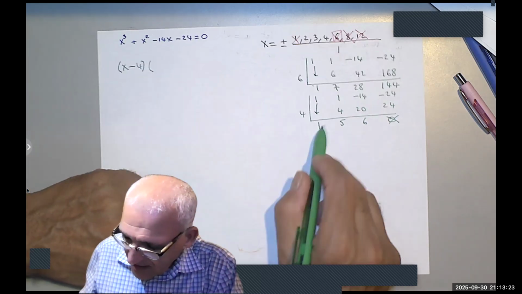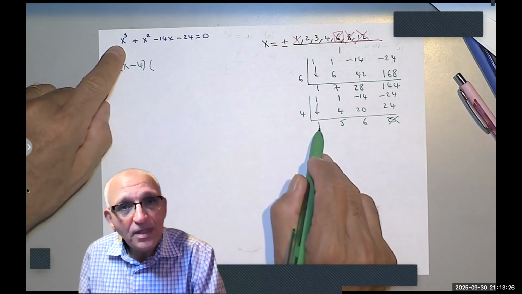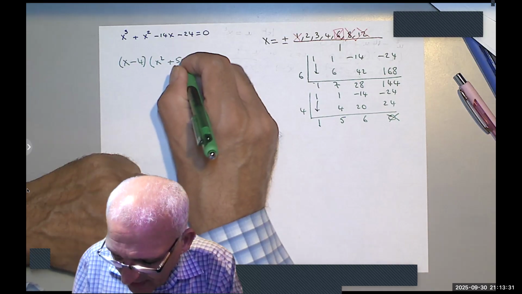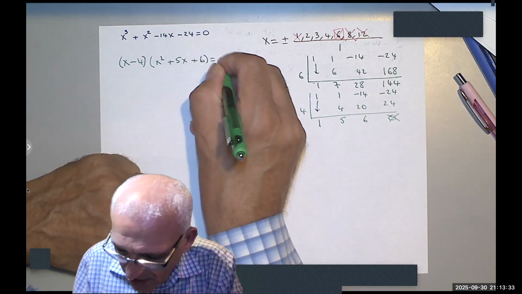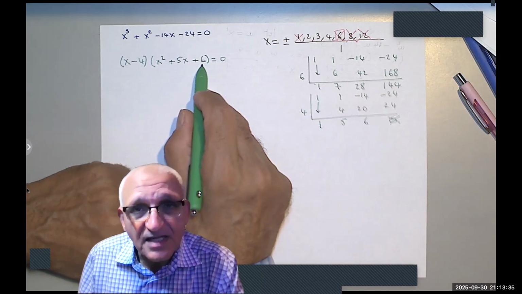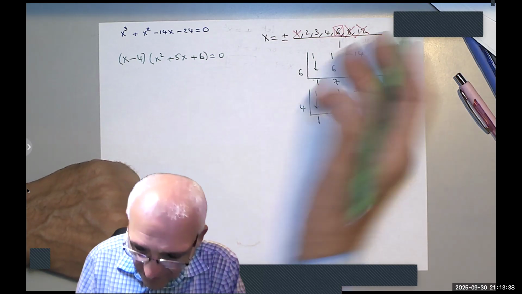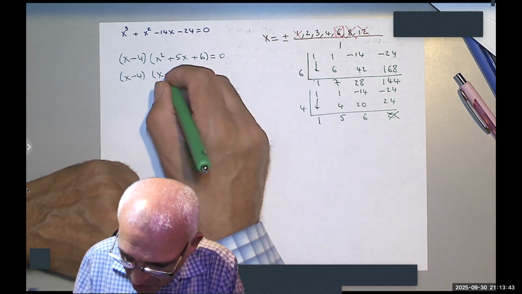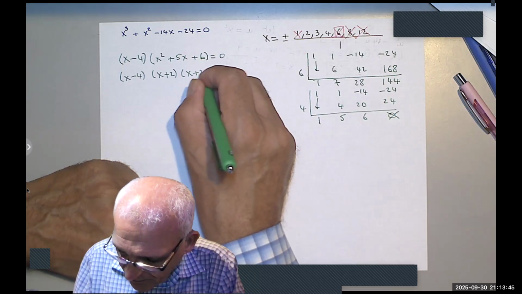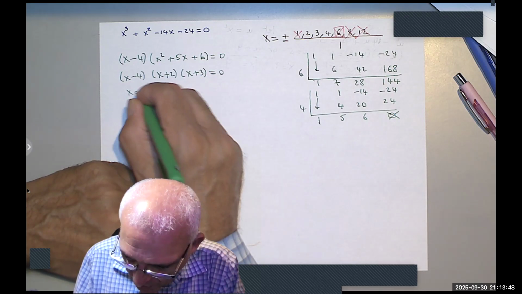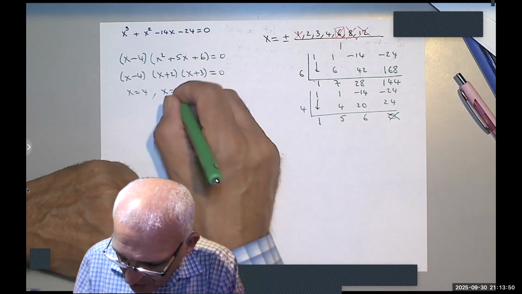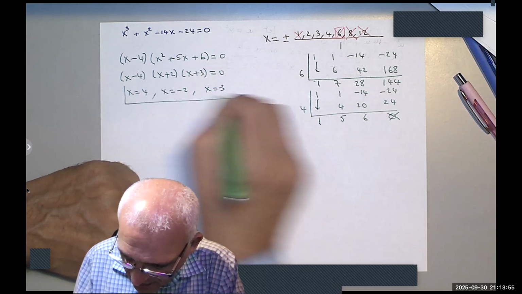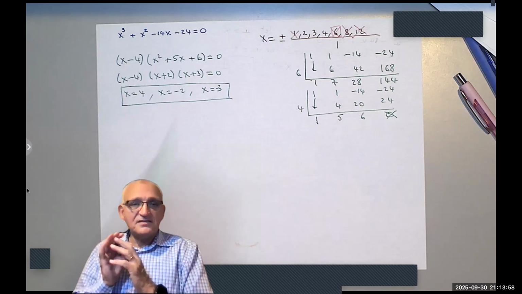And the second one is x squared. Remember, we had a cube. We reduce the power, so it becomes x squared plus 5x plus 6 equals 0. You need two values that multiply to 6 and add to 5. Definitely they are 2 and 3. So you have x minus 4 times x plus 2, I'm sorry, times x plus 3 equals 0. So x equals 4, or x equals -2, or x equals -3. And these are the 3 roots. And that's the last example.